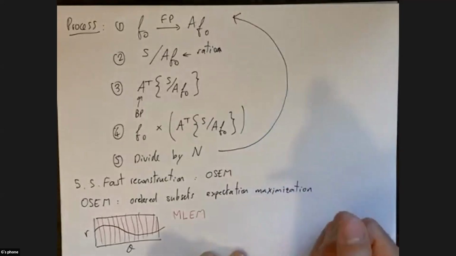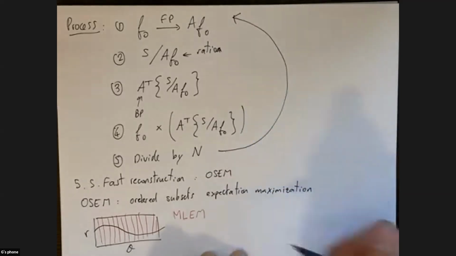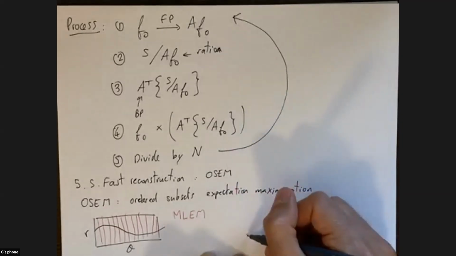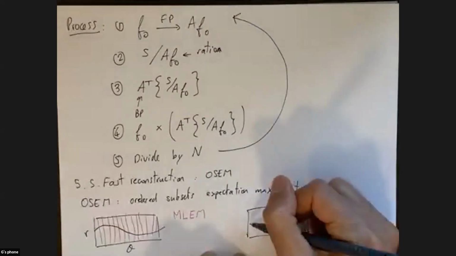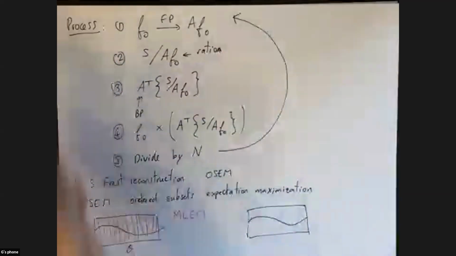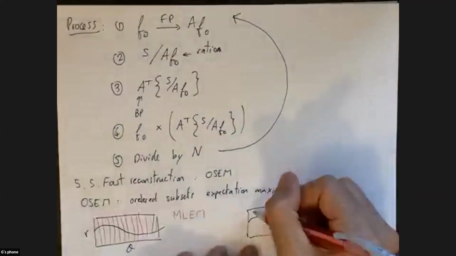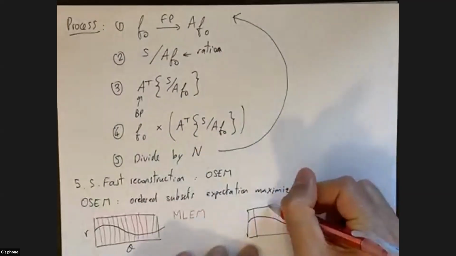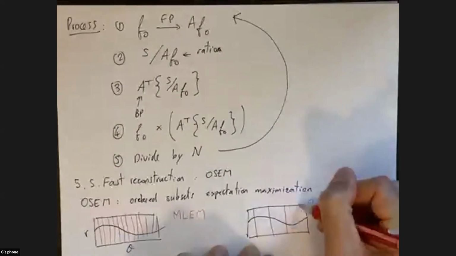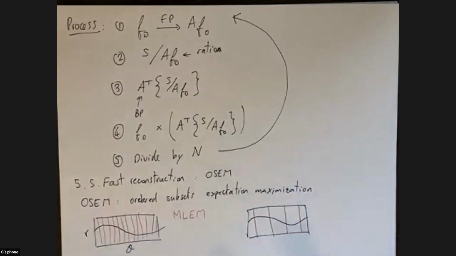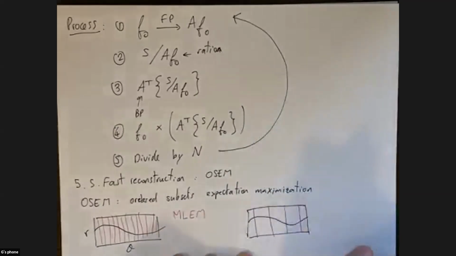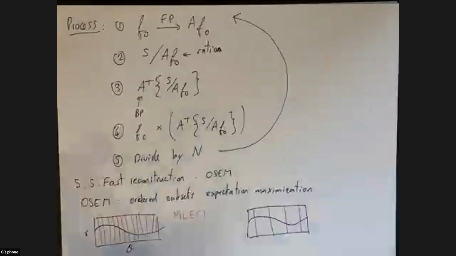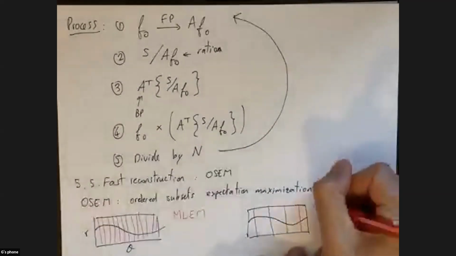I don't know if you can see the color on the camera, but this is supposed to be red. So for OSEM, this is our sinogram. For the first iteration, it's going to use a subset of the data. It's going to assume that the only angles available are those angles, and ignore the other angles. So this would be for iteration number 1.